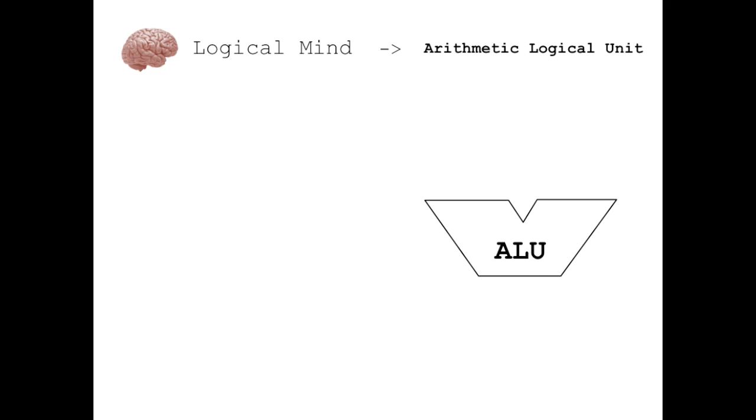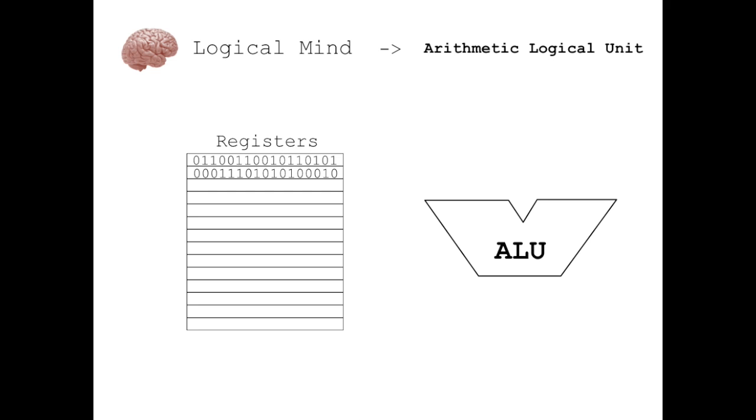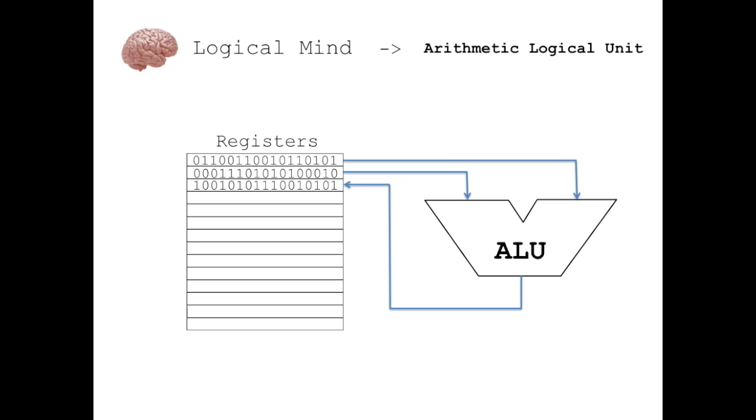Second, there is the logical mind of the computer, which is called the Arithmetic Logical Unit, or ALU for short. This is where the data in the registers is actually manipulated. The ALU usually takes two numbers from the registers and combines them in some way. Some of these combinations are mathematical, like add and subtract, and others are logical, like and or. And then it puts the result back into a register. So for any operations that are mathematical or logical, which is actually most of what a computer does, the data will go through the ALU.